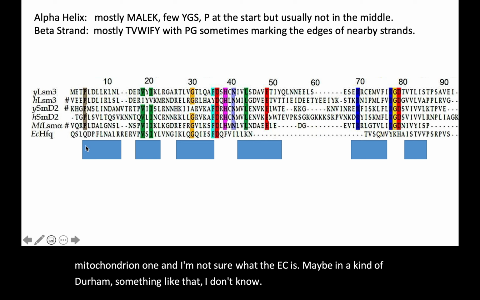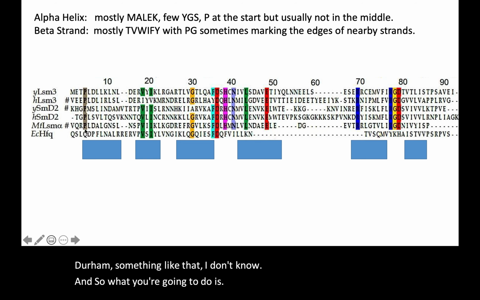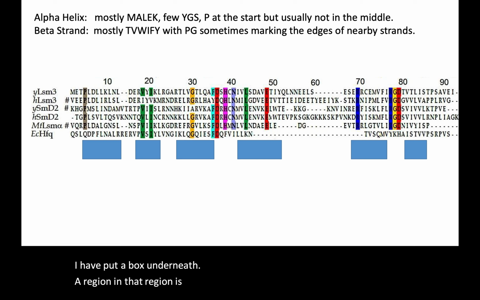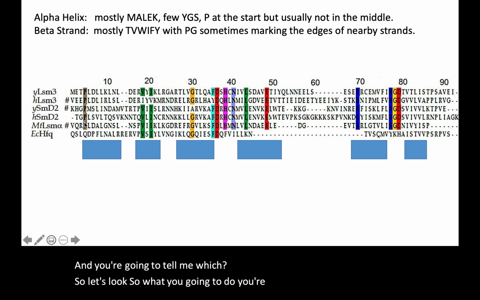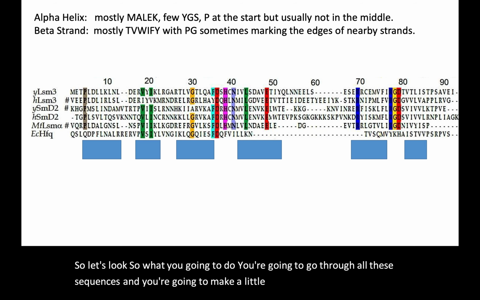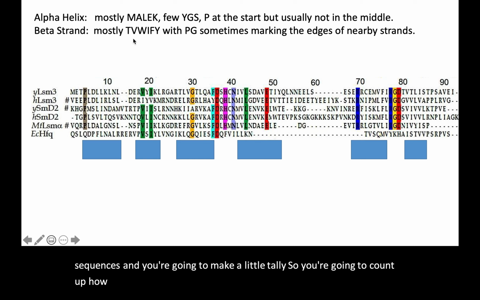What you're going to do is, I have put a box underneath a region, and that region is either specifying a beta strand or an alpha helix. And you're going to tell me which. So you're going to go through all these sequences and make a little tally. You're going to count up how many amino acids from this group, MALEK, how many of those amino acids do we find in our box?